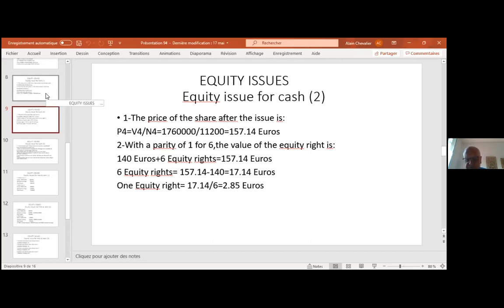So we moved from 8,000 before the first issue to 9,600 after the first issue, and now we have 11,200 shares. You just have to make the calculation here: you divide V4 by N4, and when you do that, you find 157.14 euros. So that's the new price of a share after the issue, calculated with the elements we know.